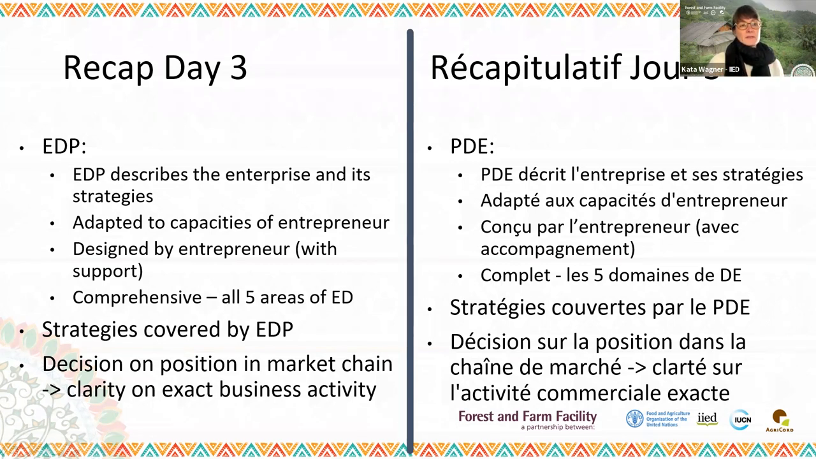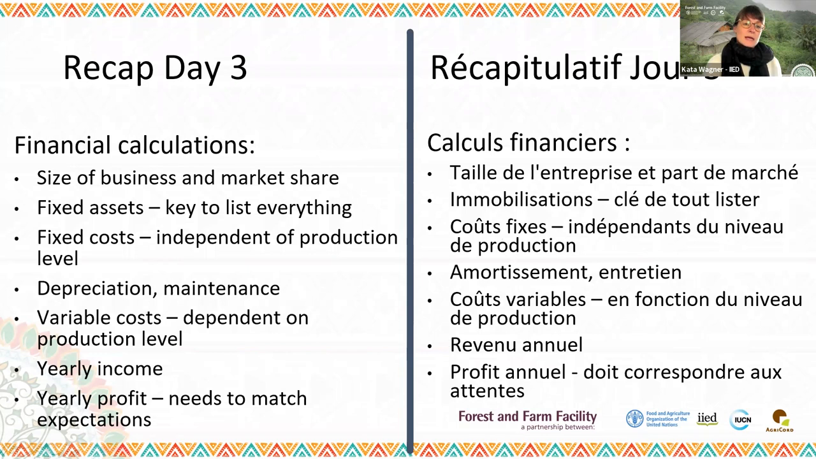And then we said that the first really important decision that the entrepreneurs will have to make is to decide which position in the market chain they want to occupy. And they need to really be clear about the exact business activity that they're going to engage in. And this is really important because the information from that will flow into the financial calculations that they will then start to do. And the first one is a decision around the size of the business and the market share that they will hence occupy. And the size of the business is, of course, important to understand whether it will help them to achieve the financial objectives they have set for themselves, remember, in the first phase of MA&D, and how much they want to be able to gain from this business for their livelihoods.